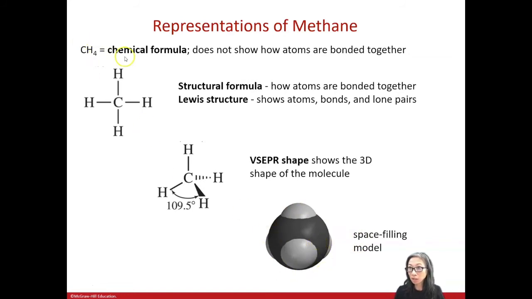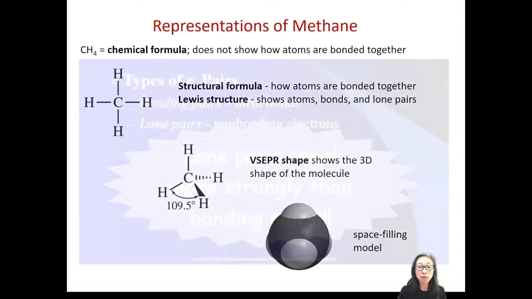In order to get to this space-filling model, this is the molecular view, you have to go back to the chemical formula, which then builds the structural formula, also called the Lewis structure. From the Lewis structure, the number of bonds and lone pairs on the central atom will give you the VSEPR shape. And the VSEPR shape is the 3-dimensional shape of the molecule.